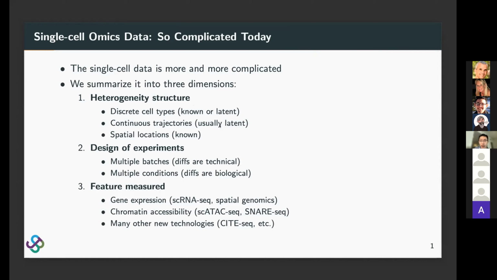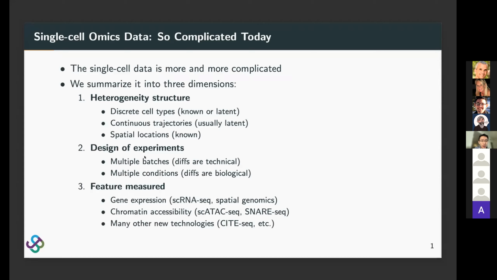This is usually a latent variable because you don't know the actual time of the cell, so we can use pseudotime inference to get an approximation of this latent variable. And we can also have spatial location. These are true observations because they are measured by experiments.